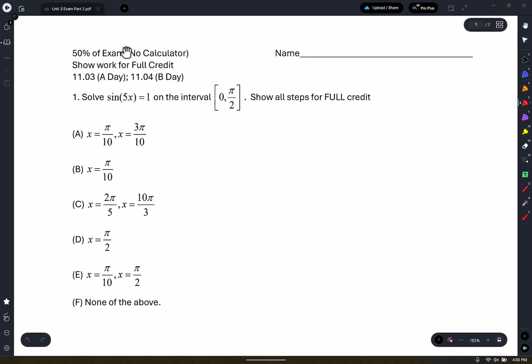So here we go. It says solve sine 5x equals 1. The first move that I would do is write sine of 5x equals 1. Now remember, we can't do anything with that 5. You can't pull it out. You can't divide by 5, because it's sine of 5x. So that's it. You can't mess with that.